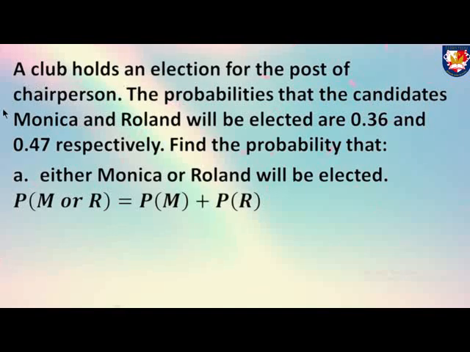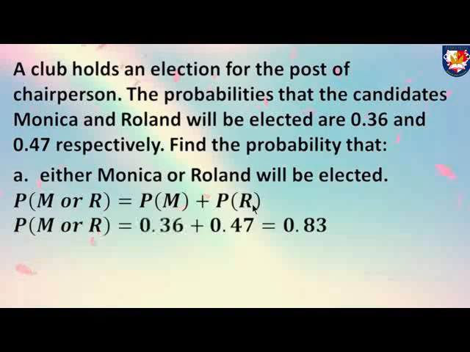If Monica is elected as chairperson, then Roland is not. If Roland is elected as chairperson, Monica is not. That's why we say they cannot occur at the same time. Either Monica or Roland, one of them. Probability of Monica or Roland being elected equals probability of Monica plus probability of Roland being elected. We know all the probabilities of Monica and Roland, so the probability of Monica or Roland being elected is 0.83.